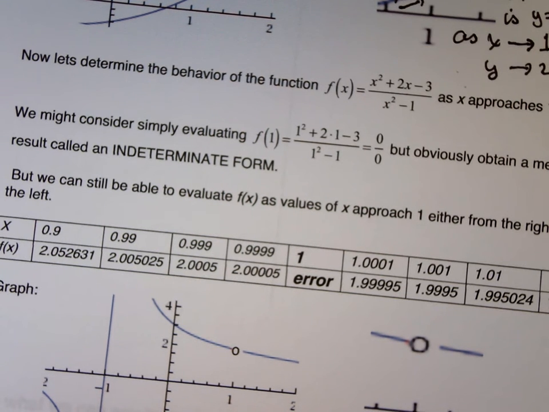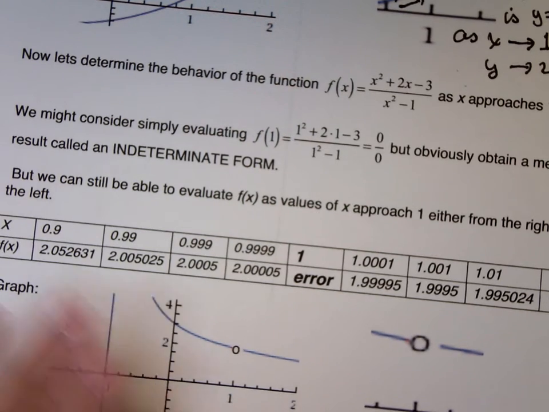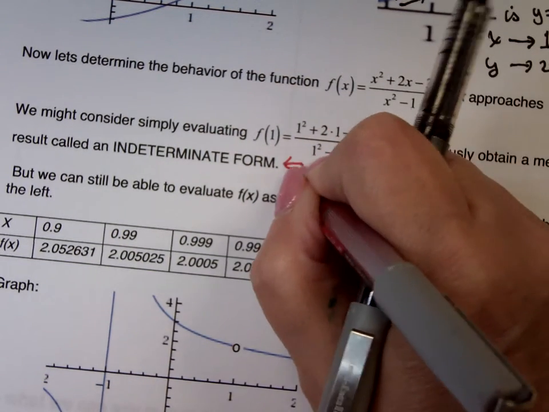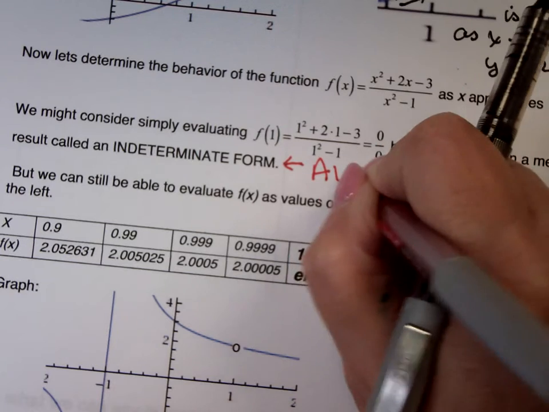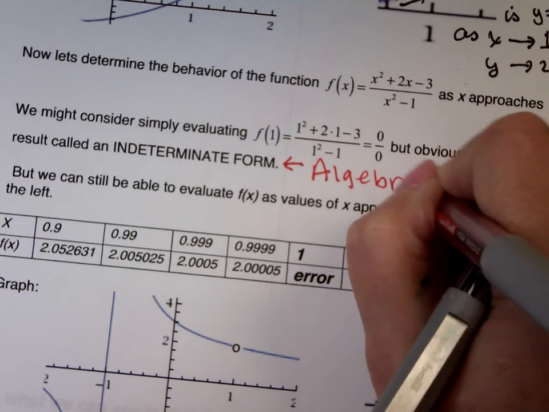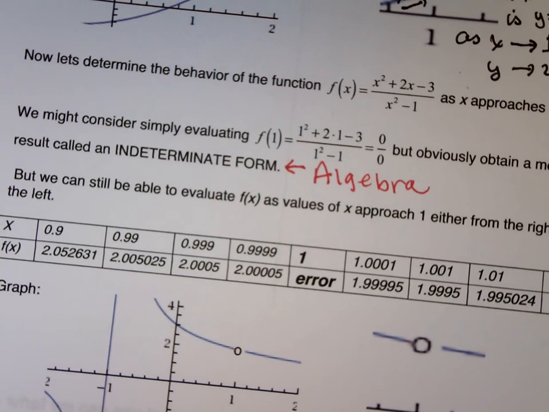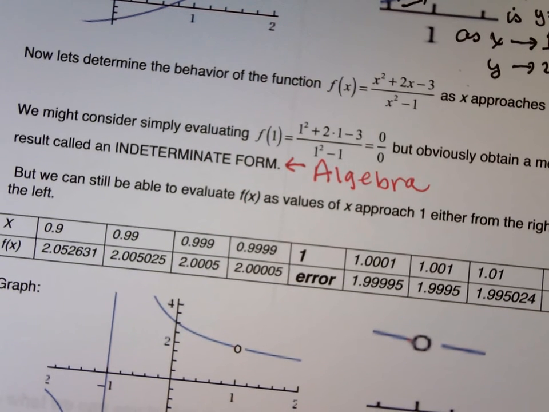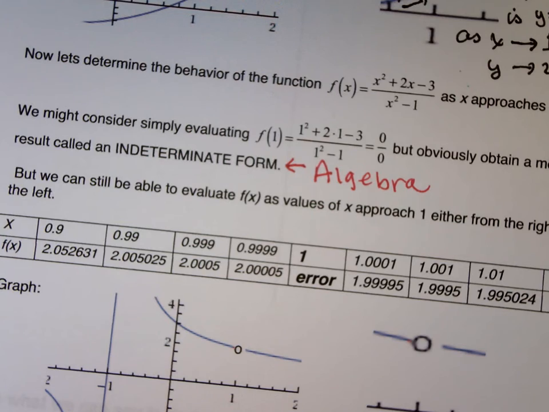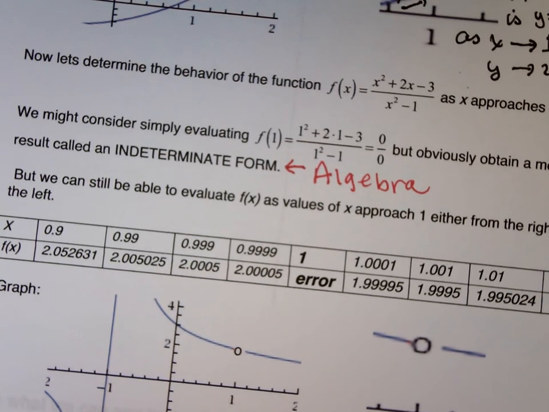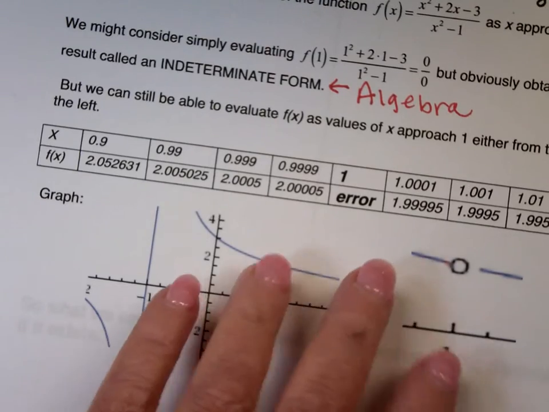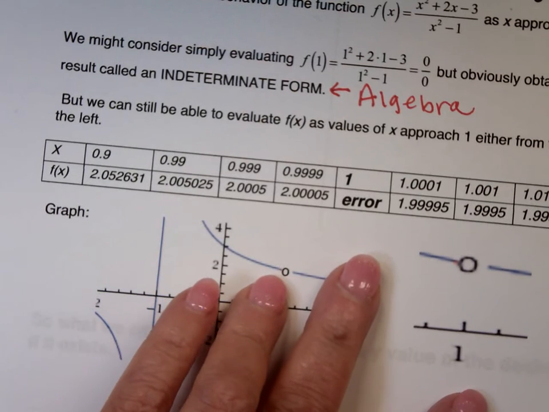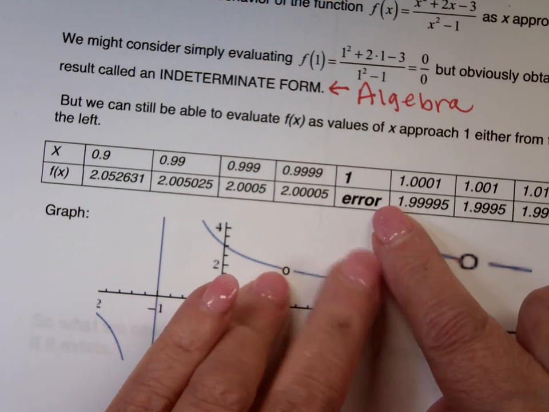Anytime we have an indeterminate form in this class, it's going to scream a word at us. It's called algebra. That means if I want to know what this thing does, I'm going to have to use algebra in order to find out. However, I could set up a T-bar chart, and at x equal 1, since I'm dividing by 0, I'll get an error message.